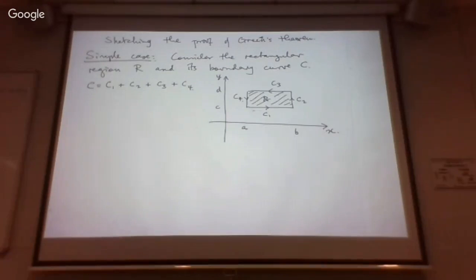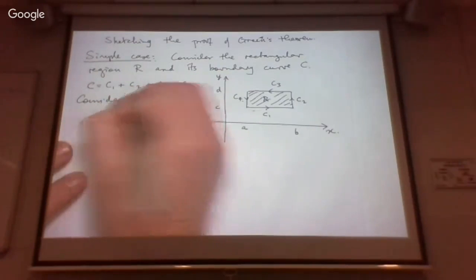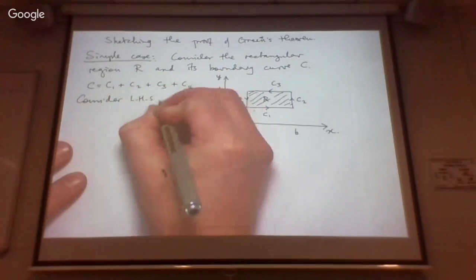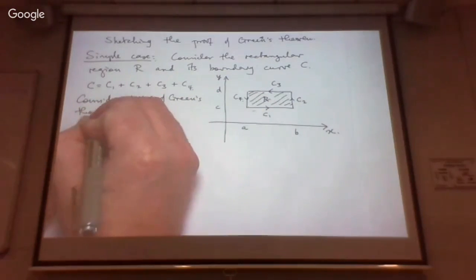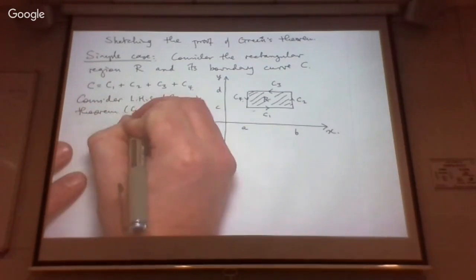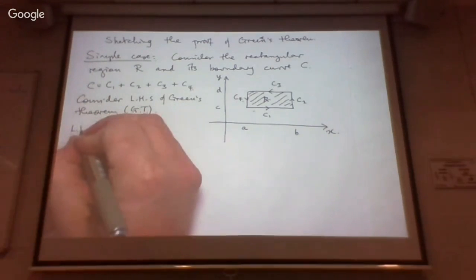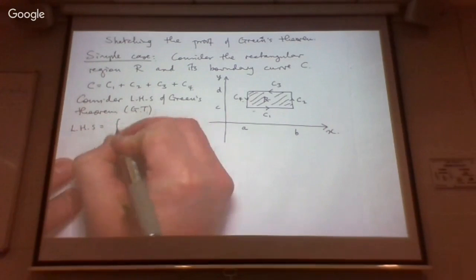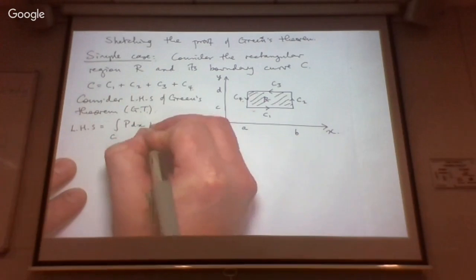Okay, so let's consider the left-hand side of Green's theorem. Just called Green's theorem GT. So the left-hand side of GT is equal to the integral along C of p dx plus q dy.